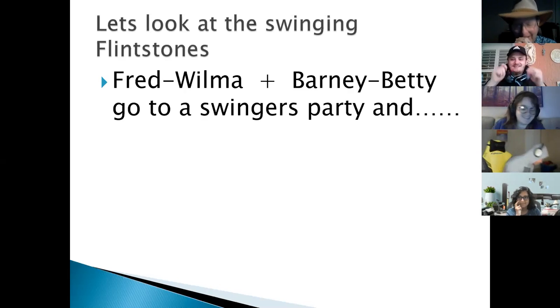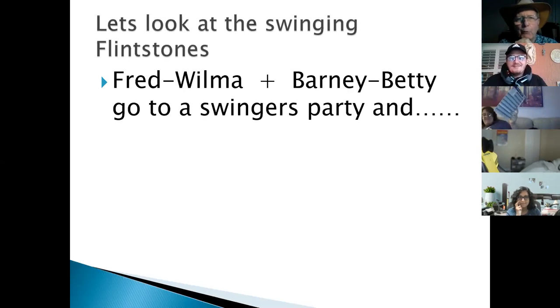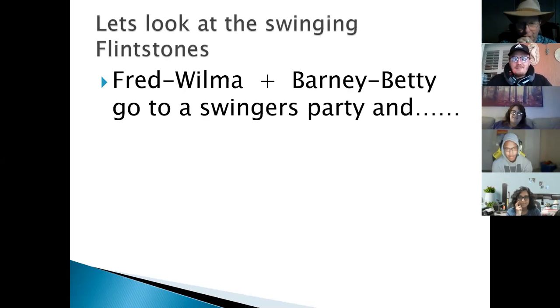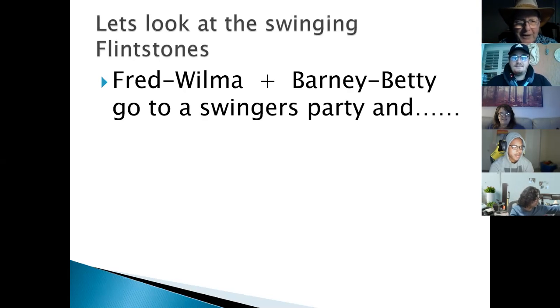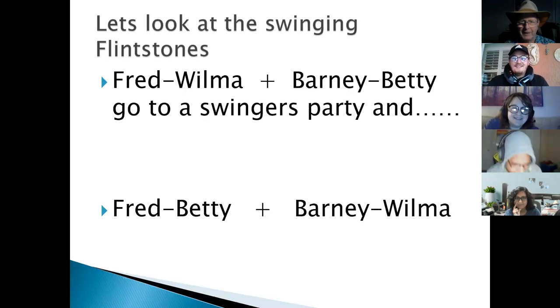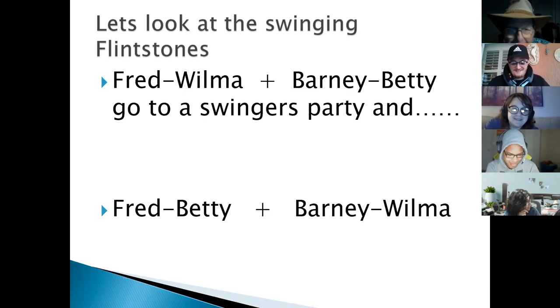Ladies and gentlemen, a key party. We have couples that come to a house, okay? The couples come into the house and the man throws his keys into a jar. All the women are then blindfolded and they stick their hands in, and whoever's keys they grab, that's the husband that they go with. Okay, we have Fred and Wilma and Barney and Betty. They're going to a swingers party. And lo and behold, Fred ends up with Betty and Barney ends up with Wilma.